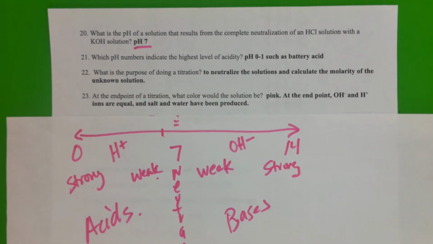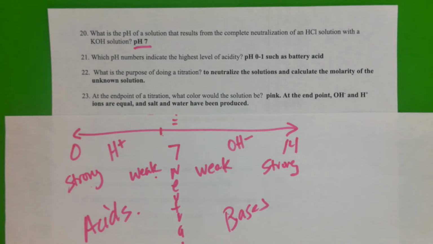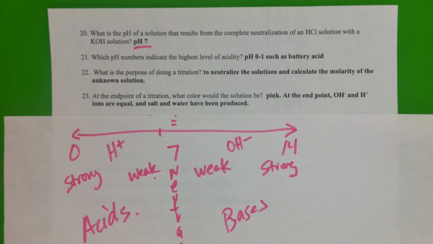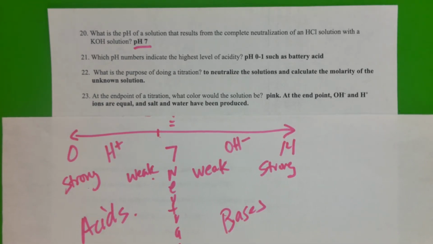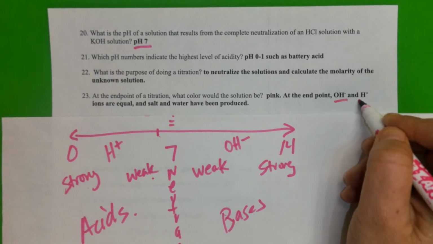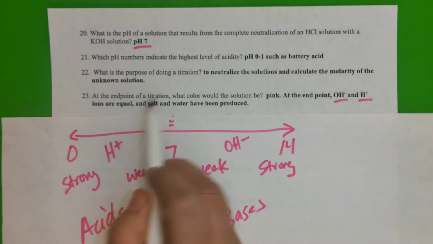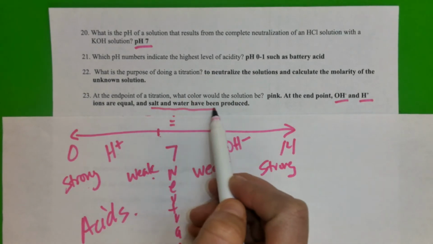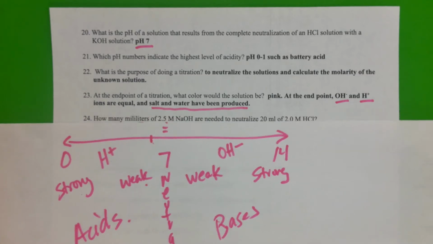Okay, number 23, at the endpoint of a titration, what color would the solution be? It would be pink. At the endpoint, the OH- and the H+ ions are equal, and salt and water have been produced. So that's very, very important.